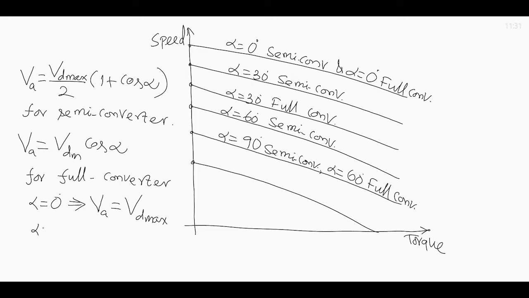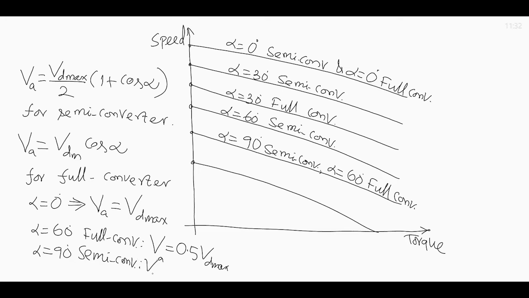When alpha equals to 60 degree in full converter, Va equals to 0.5 Vdm, Vd maximum, and alpha equal to 90 degree in semi converter, Va is also 0.5 Vd maximum. So, output voltage is the same and the torque speed characteristics again coincide, and this is for alpha equal to 120 degree semi converter. So, these are the torque speed characteristics for different values of alpha in semi converter and full converter.